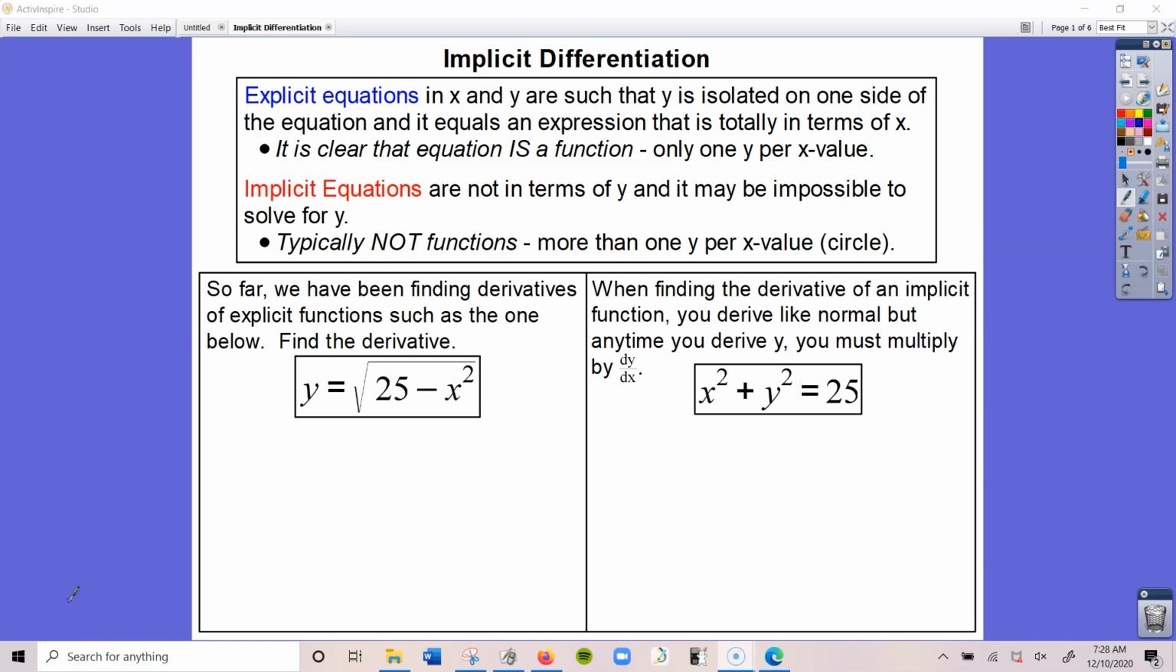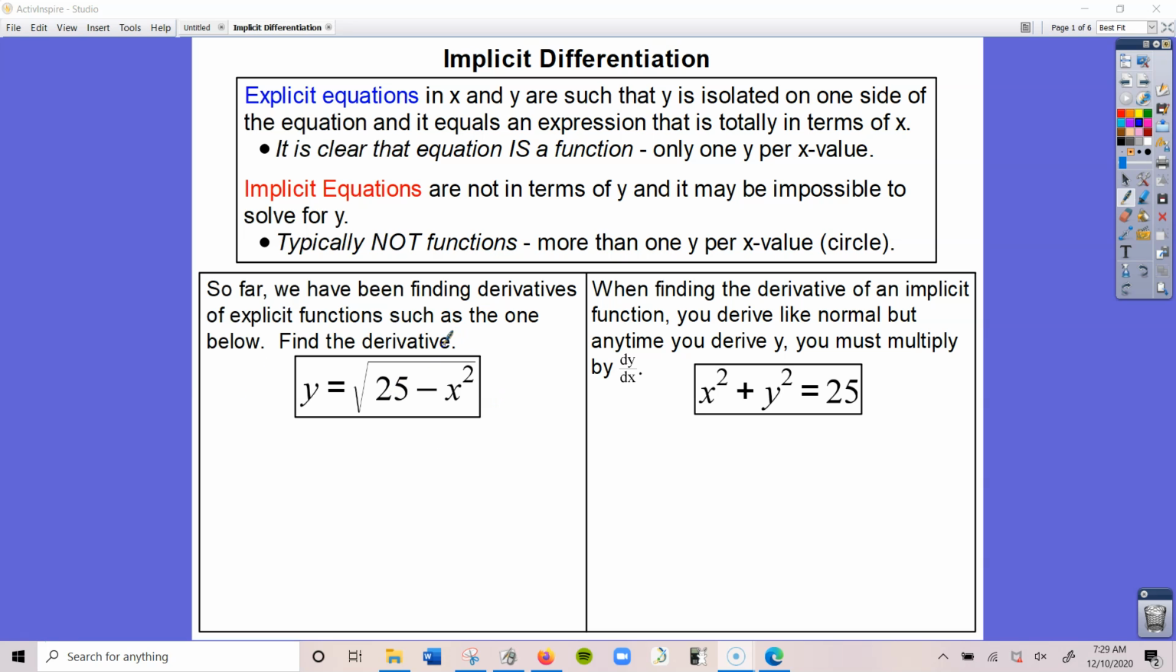An implicit equation, however, is when it is not in terms of y, meaning that your equation is not y equals something. It may even be impossible to solve for y. And typically, implicit equations are not functions, and that would mean that one y is not the result of one x value. So here we have these two equations.